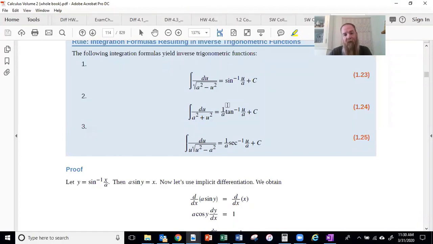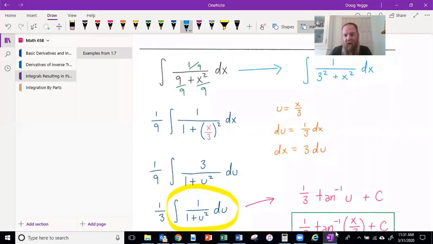I'm going to let that sink in for a minute, because that didn't happen with sine inverse. There was no extra coefficient. But with tangent inverse and secant inverse, it looks like you have to tack on an extra coefficient here. And from the process we just used, you could see why. Hopefully.